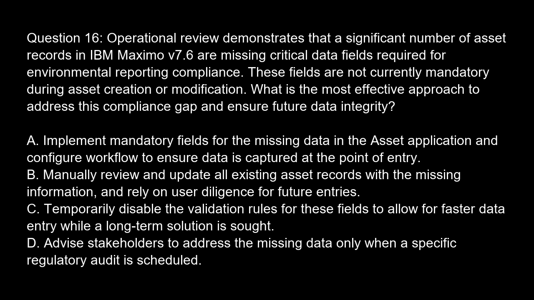Option B. Manually review and update all existing asset records with the missing information and rely on user diligence for future entries. Option C. Temporarily disable the validation rules for these fields to allow for faster data entry while a long-term solution is sought. Option D. Advise stakeholders to address the missing data only when a specific regulatory audit is scheduled.